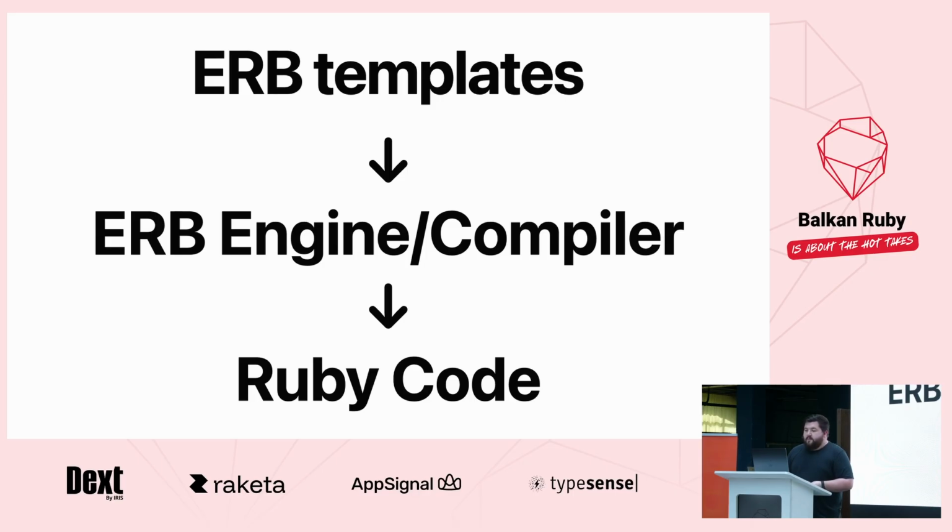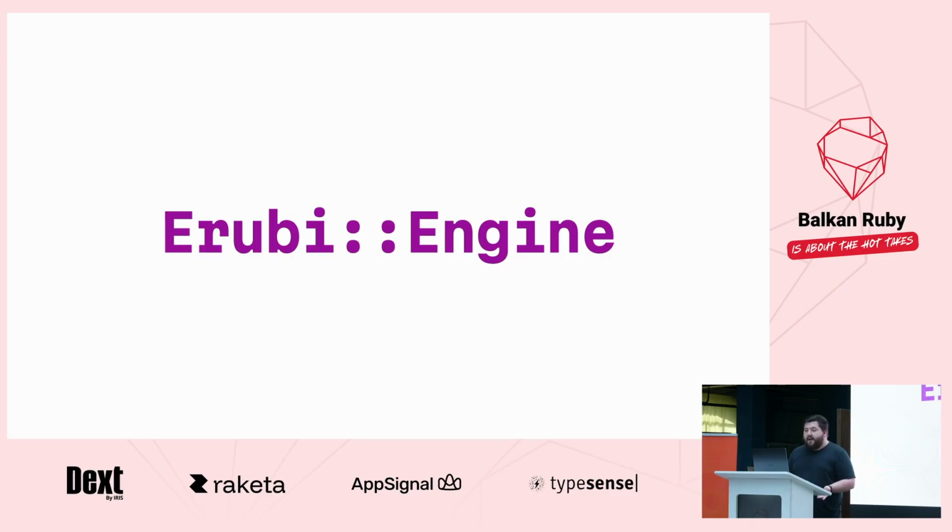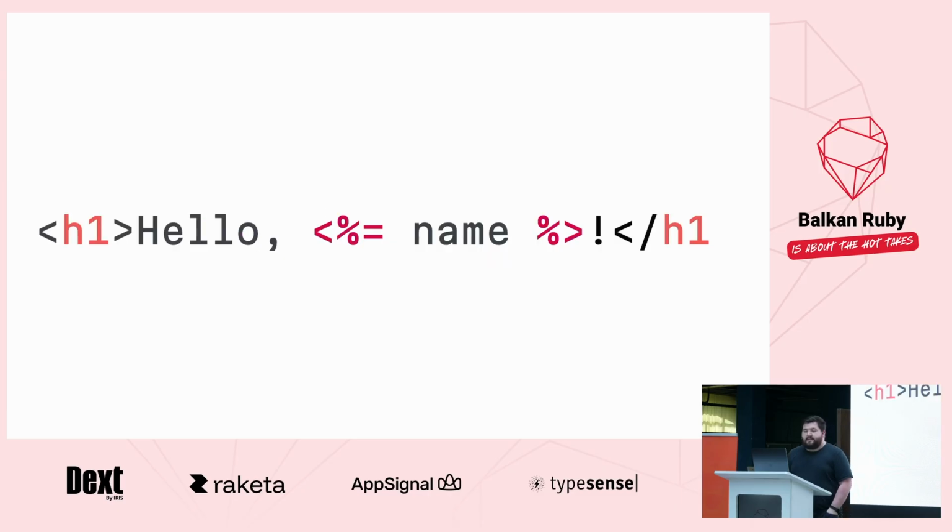And the most typical engine that we use today, which Rails also uses, is the ERB engine. And I want to walk you through how the ERB engine compiles this code. So let's take a look at this example here.